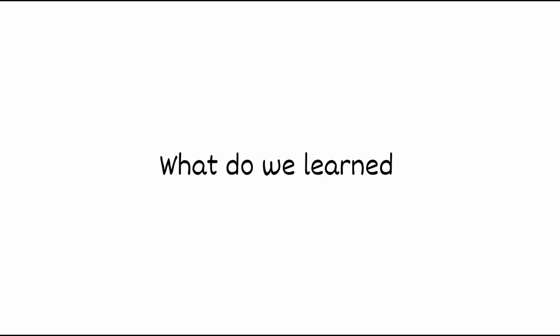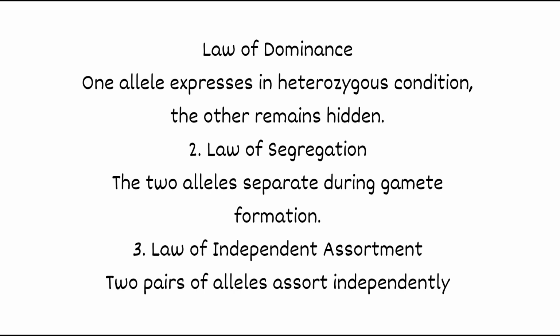So what do we learn from all three laws of Mendel? First, the law of dominance, in which one allele is expressed in the heterozygous condition and the other remains hidden. The law of segregation, in which two alleles separate during gamete formation. In the law of independent assortment, we see two pairs of alleles assort independently.